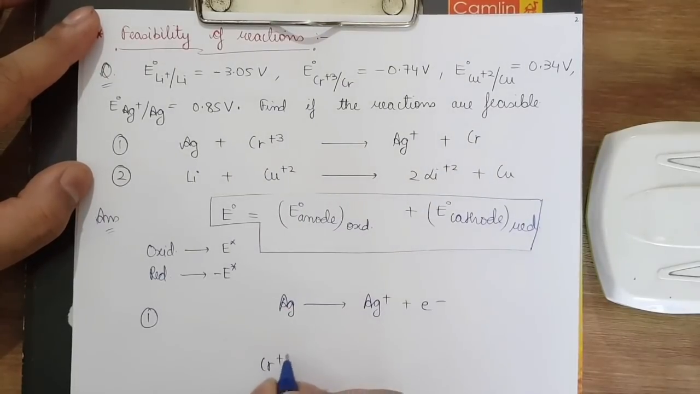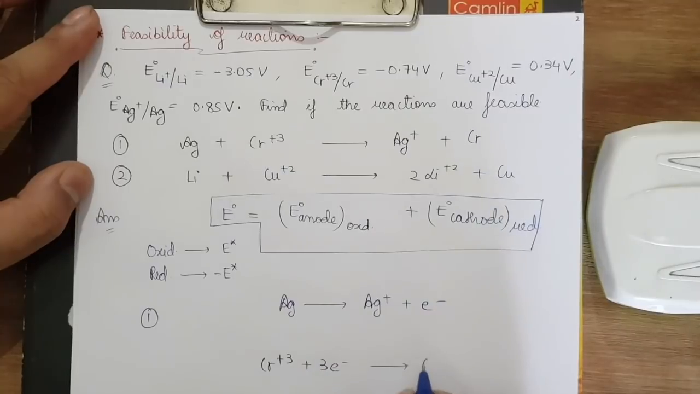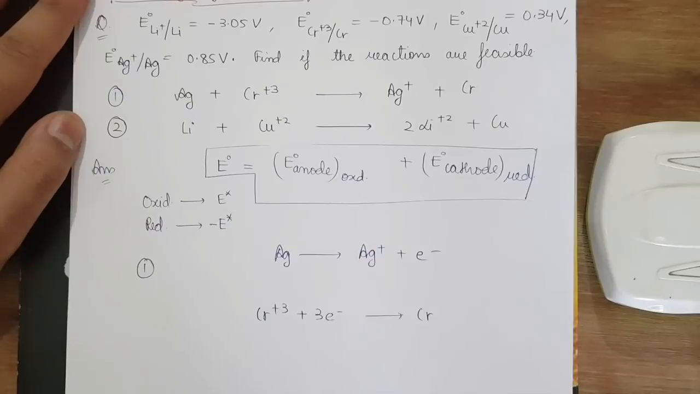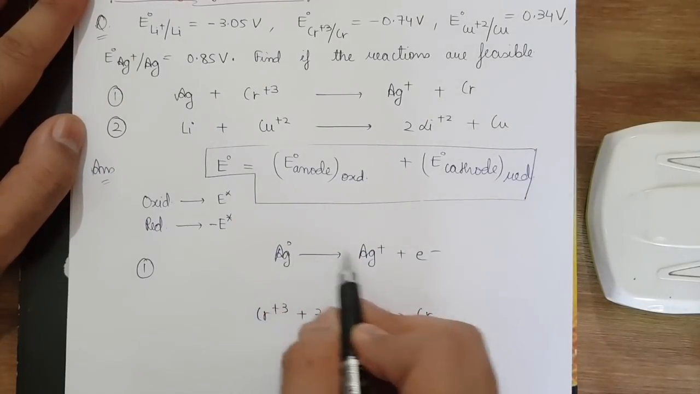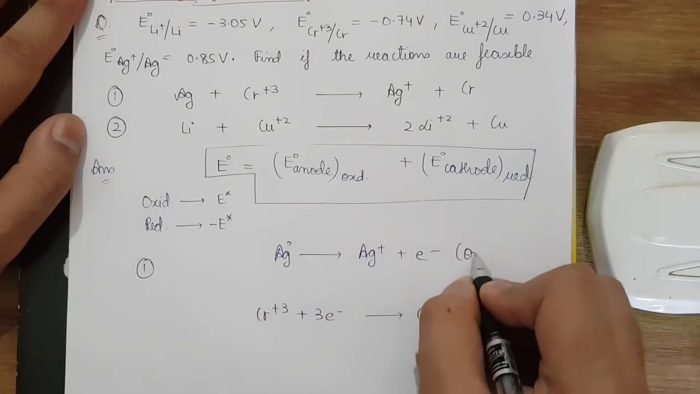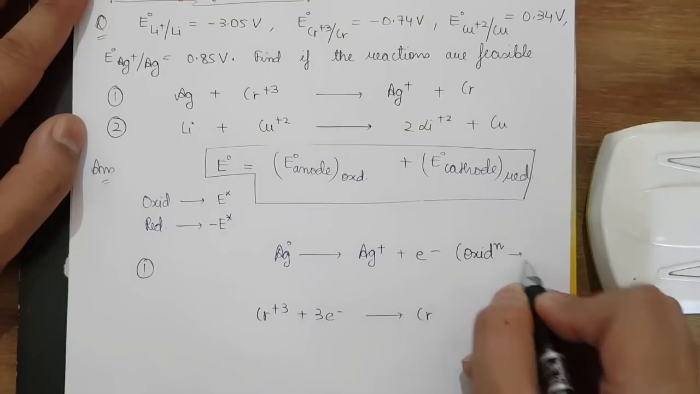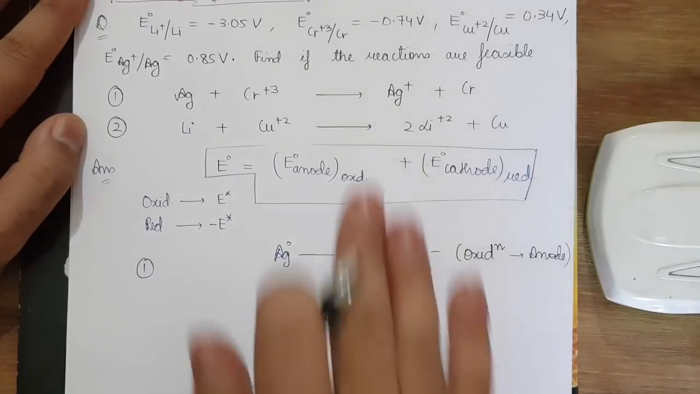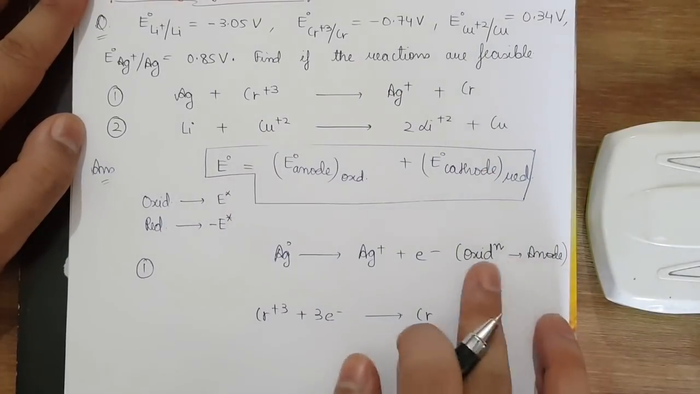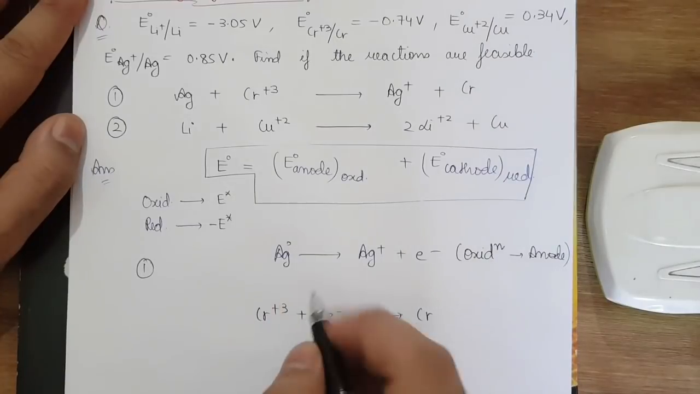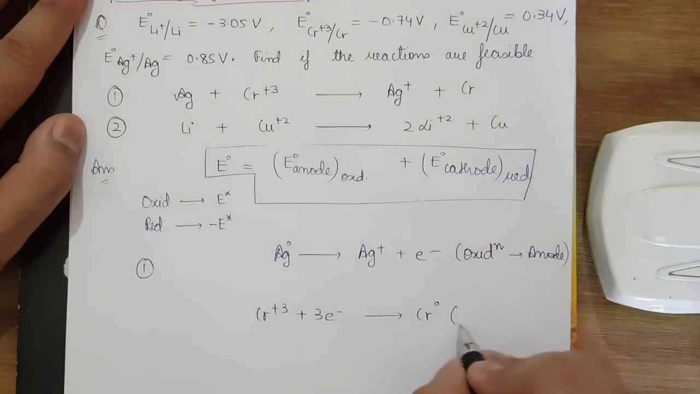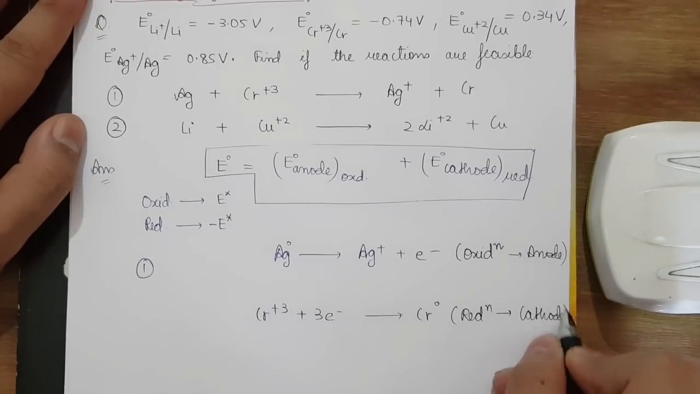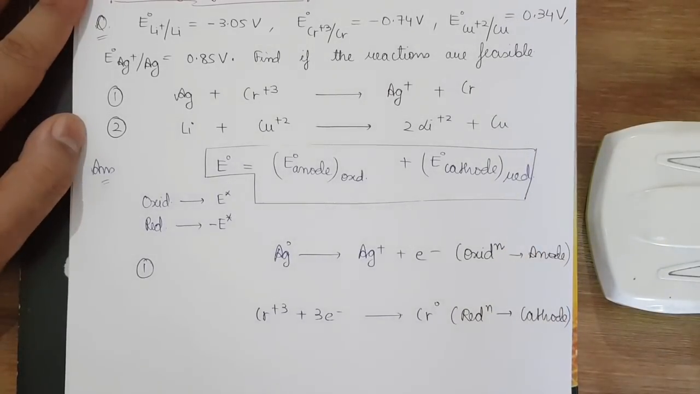we have Cr3+ plus 3 electrons going into Cr. The thing I want you to realize here is that Ag0 is going into Ag+. So what is happening here? Oxidation is happening here, which implies this is the anode for the given cell. We have the reduction occurring here because the change from +3 to 0 is happening. So reduction is happening in this particular case, which implies that it is the cathode. So we have the anode, we have the cathode here.